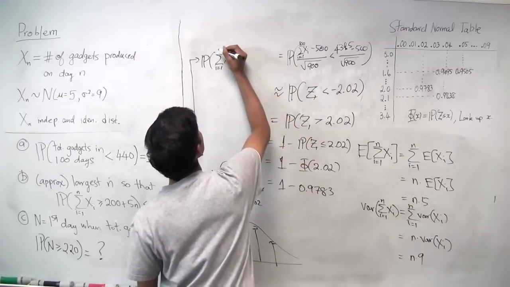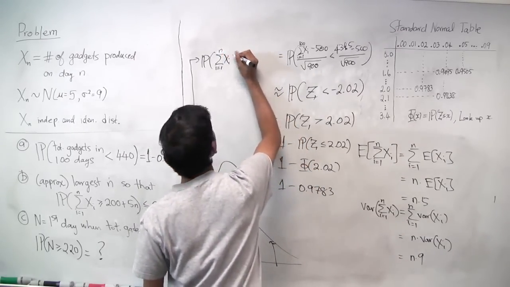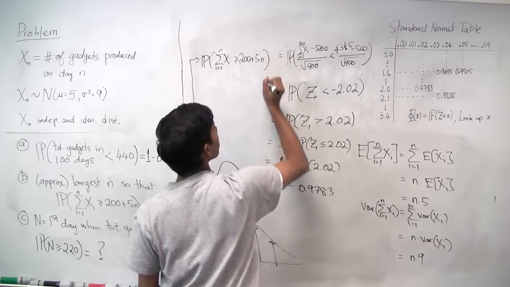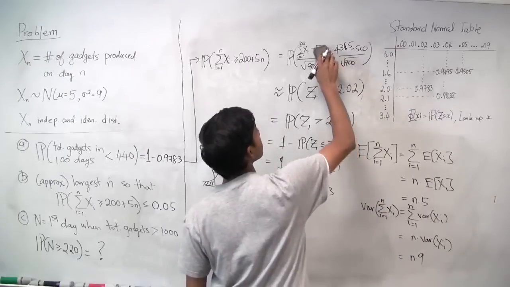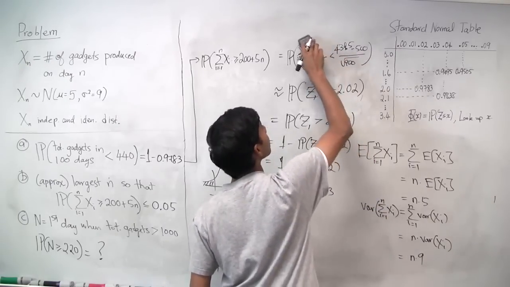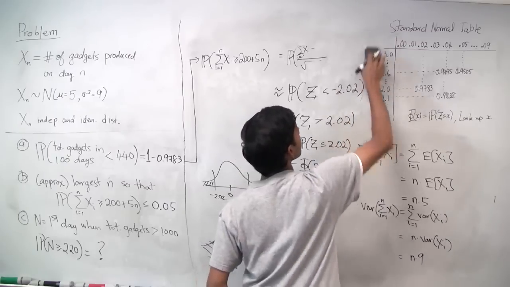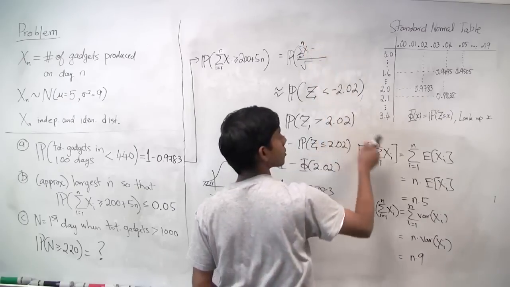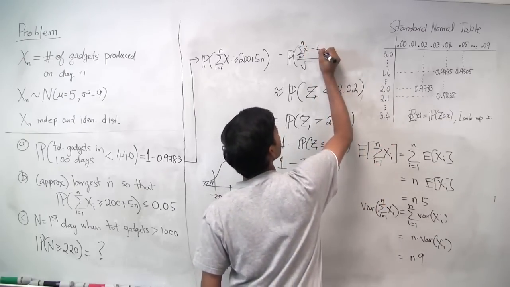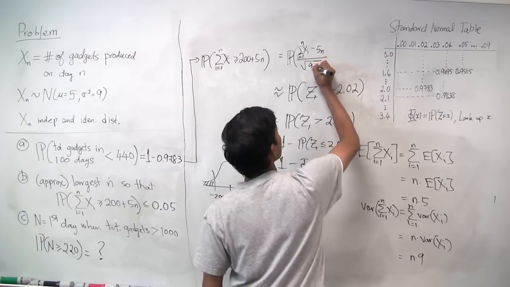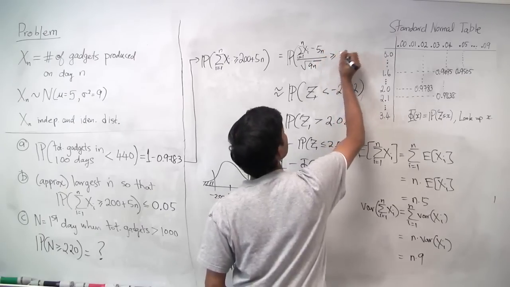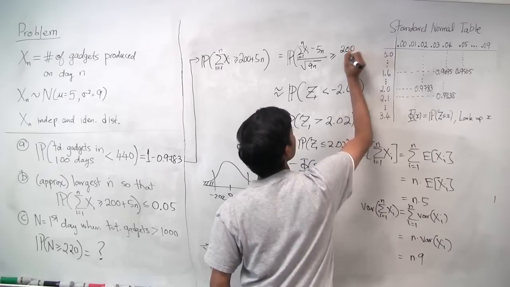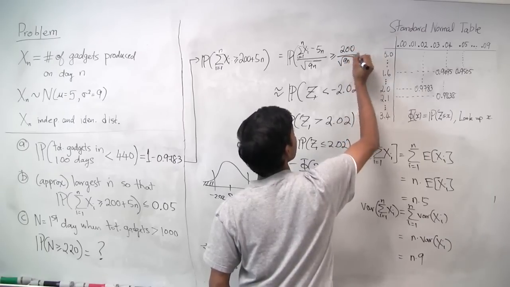So that we have, in this case, P(S_n ≥ 200 + 5n), and standardize. So we have the mean here, this is where this comes in handy. It's going to be 5n, and the variance is 9n. It's greater than or equal to, the 5n's will cancel when you subtract, so you're going to get 200 over the square root of 9n.